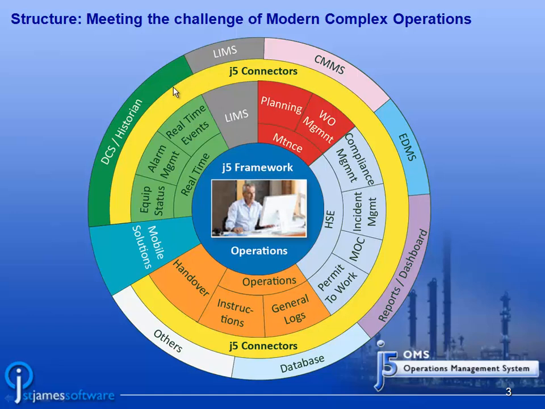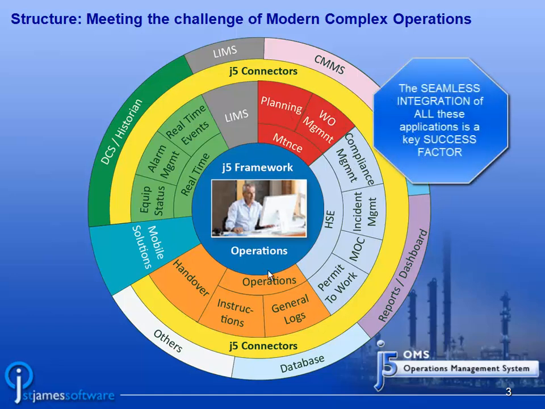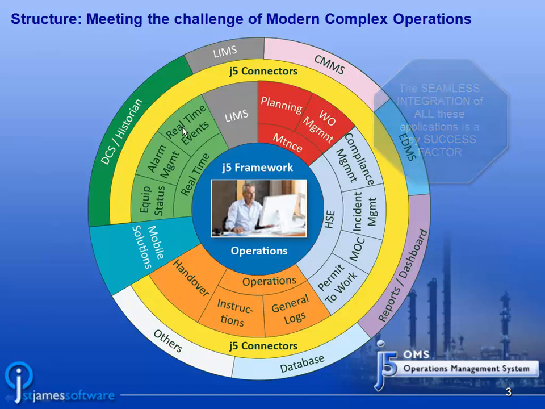For example, real-time events can trigger logs in the logbook and the handover. These can trigger work orders in the CMMS, which require permit to work, and possibly compliance management. The seamless integration of all these applications is a key success factor for this software. It simplifies operations immeasurably. For example, if there is a unit shutdown, it will reflect in the handover. It will create and populate an incident management record, and it will send out a report to key people who automatically receive this without the users having to do anything.